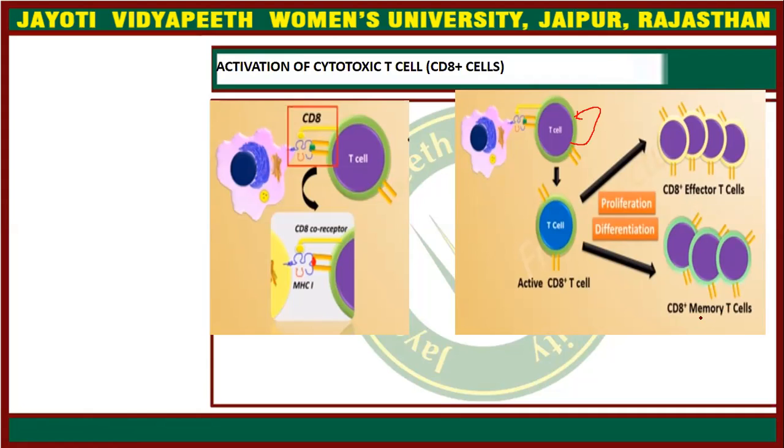And the memory T cells have the major role in remembering the particular antigen which occurs the first time, so when it occurs a second time in the immune system, the memory T cell will immediately take action and kill the antigen. So cytotoxic T cells have an important role in killing the antigen directly, without the help of cytokines. So they will kill the antigen.